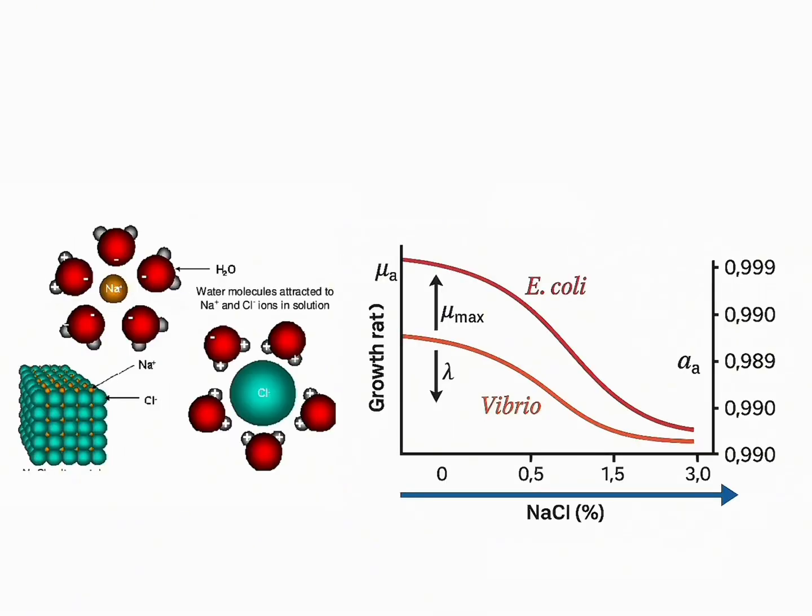Here you can see again another example of NaCl. The sodium and chloride ions have been surrounded by water molecules that will impact the microbial activity and growth rate. As NaCl, also salinity, increases, the growth rate will be reduced. And salinity also has a reverse relationship with water activity.